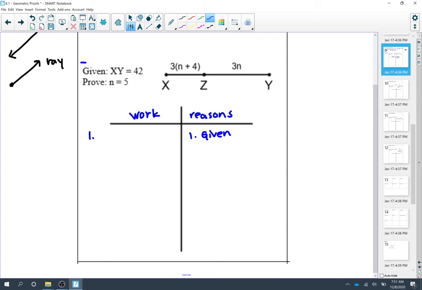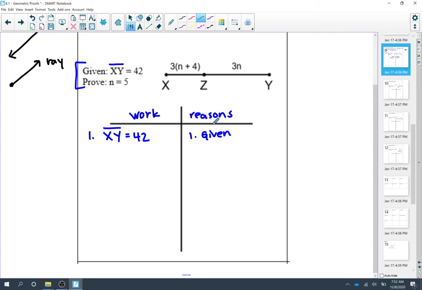Well, if I look up here, I am given that XY equals 42. Now, technically speaking, XY is a segment. This up here should probably have the segment marking, but we're going to forgive our teacher for making that error. Okay, now, we are given that XY equals 42. We're also given this picture. We're not going to write that in our proof, but this is part of our given, so we're allowed to use that. And we have to prove that n is equal to 5.